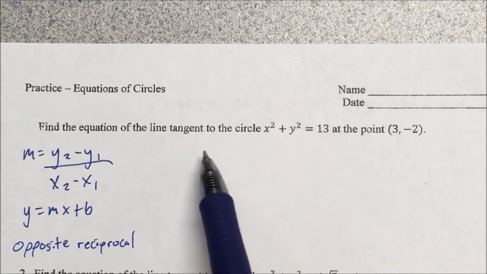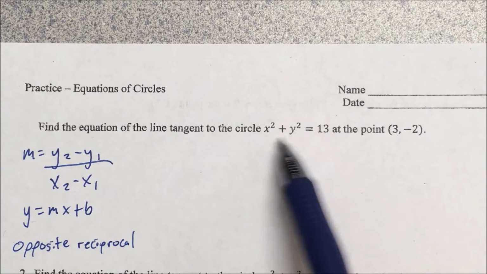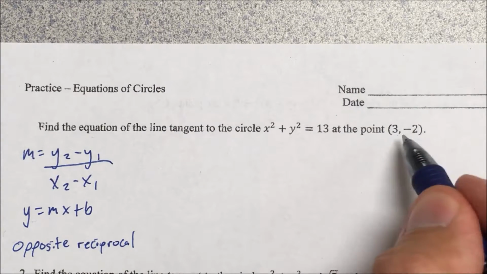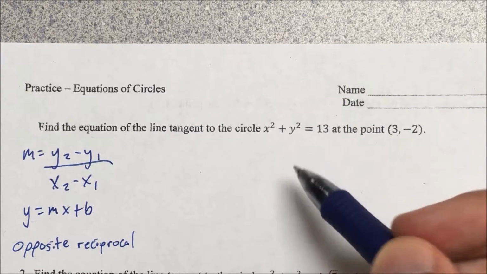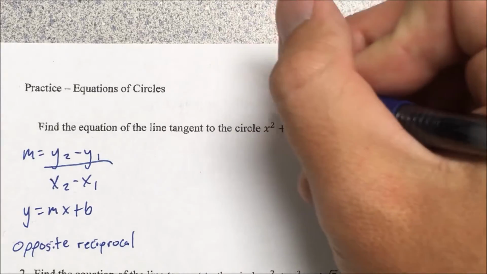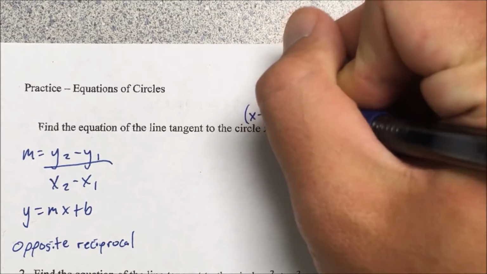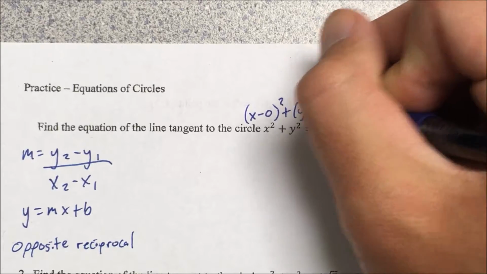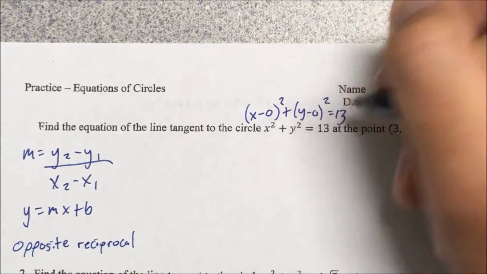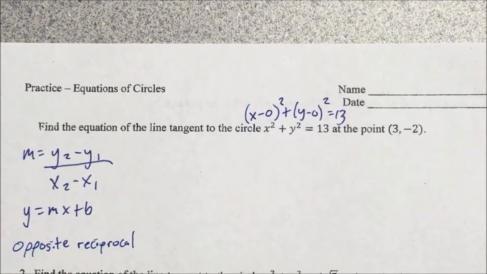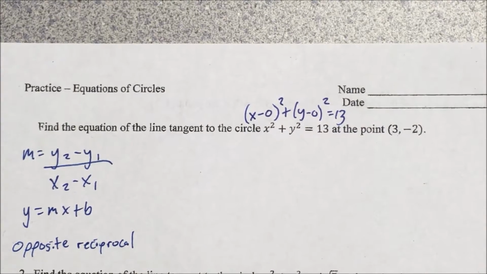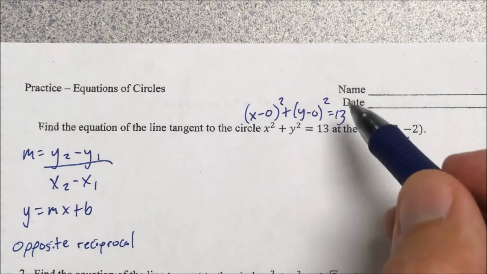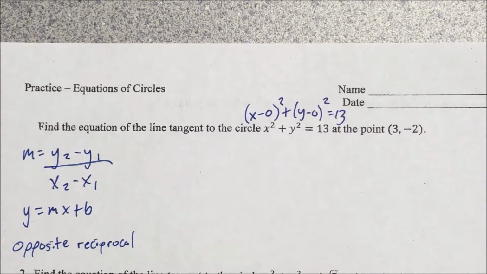We're looking for the equation of a tangent line to this circle, and it's at the point (3, -2). The big thing I notice when I see this equation, I know it's going to be a little bit easier for me because there's no other number here. It's centered at (0, 0). We could have written it like this: x minus 0 squared plus y minus 0 squared equals 13. But they just knocked off the zeros and said x squared plus y squared equals 13. My radius would be the square root of 13. I don't know that we need that right now, but that's what it is.